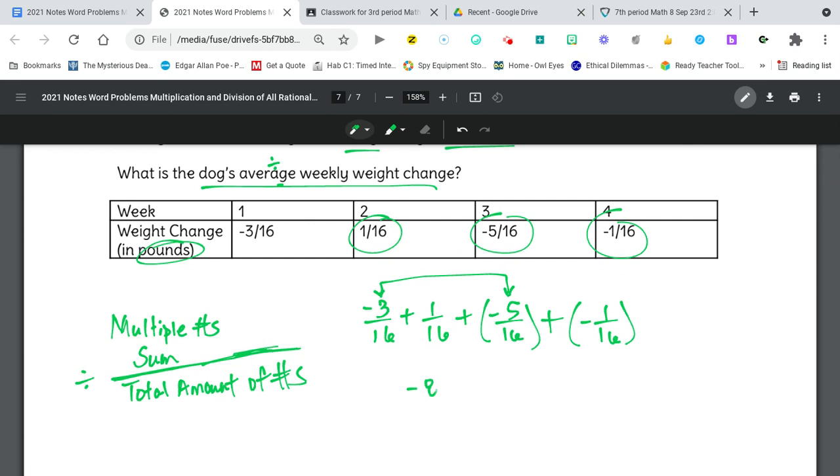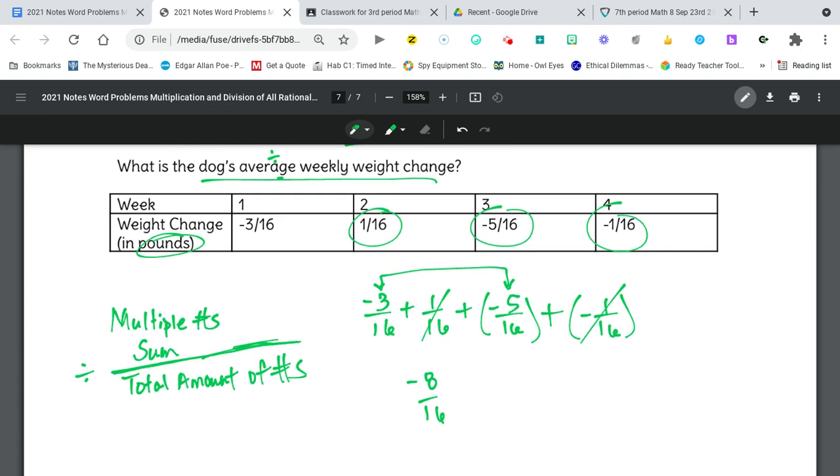So that's negative 8/16. And 1/16 and negative 1/16 cancel each other out. They're opposites. So I'm not even going to worry about that, okay? They just cancel each other out. They're additive inverses. They make 0 when you put them together. So I know the sum is negative 8/16. I'm going to divide it by how many numbers I have. 4 numbers. Divided by 4. 1, 2, 3, 4 numbers. That's what I add together.